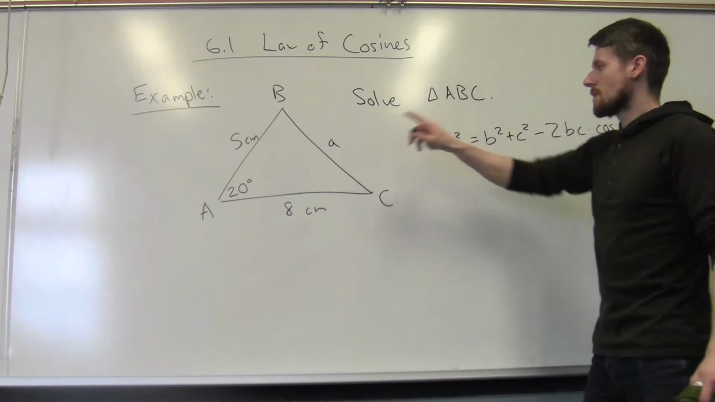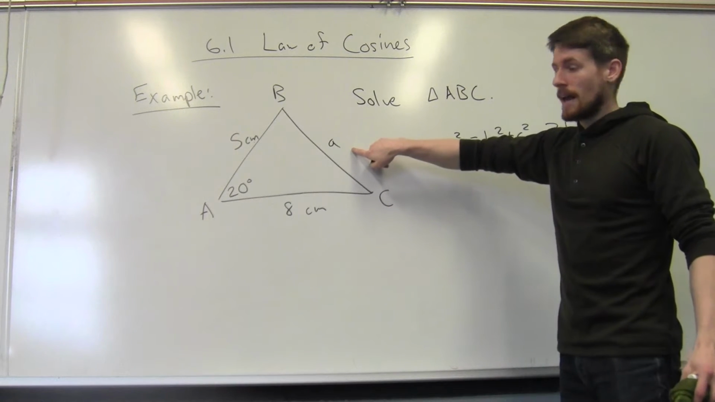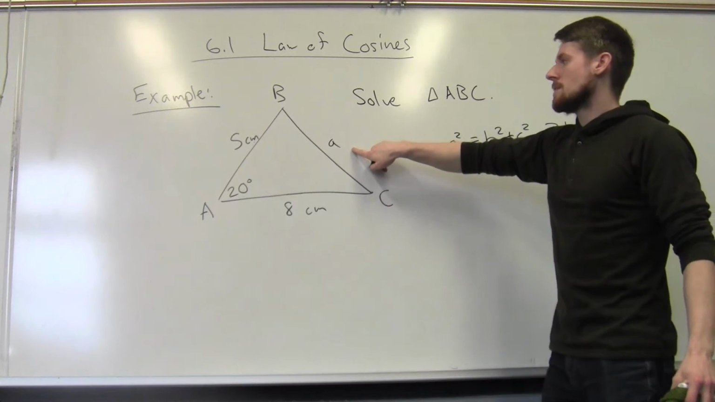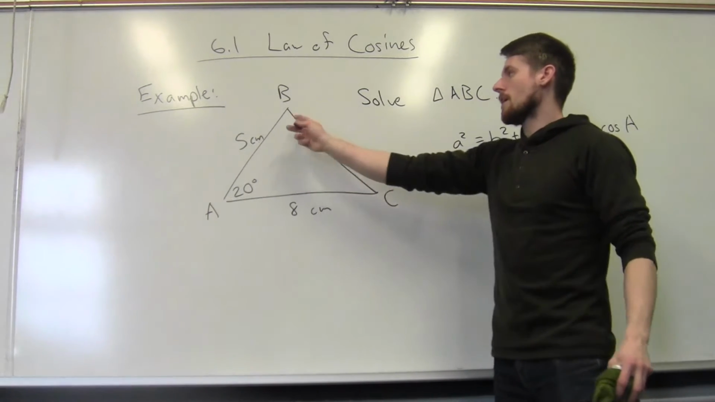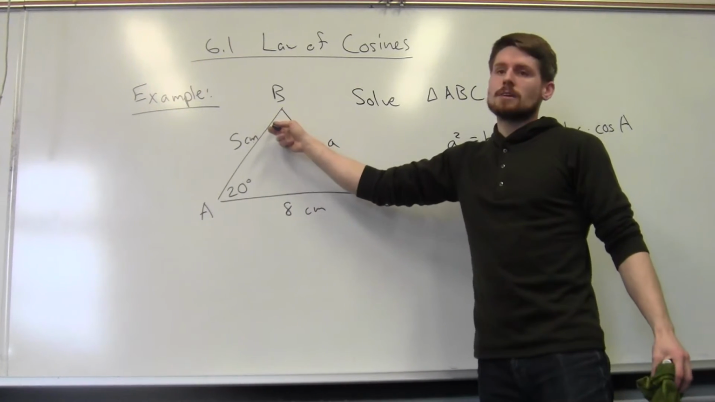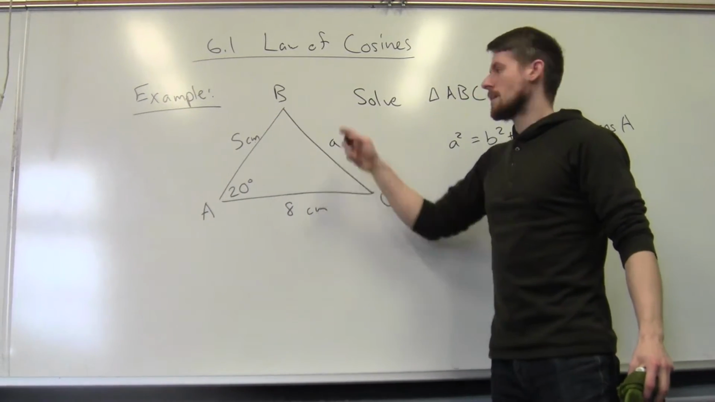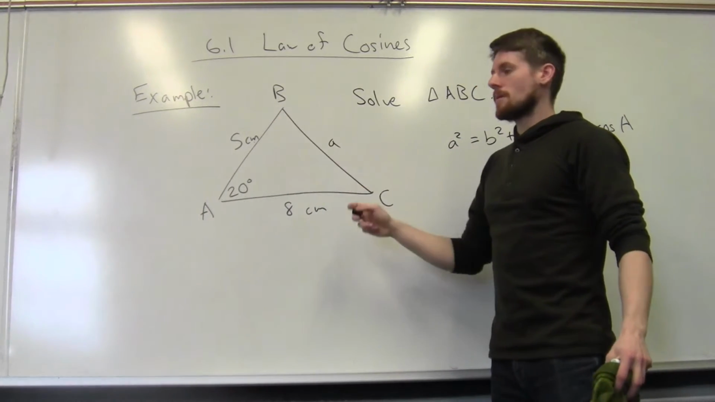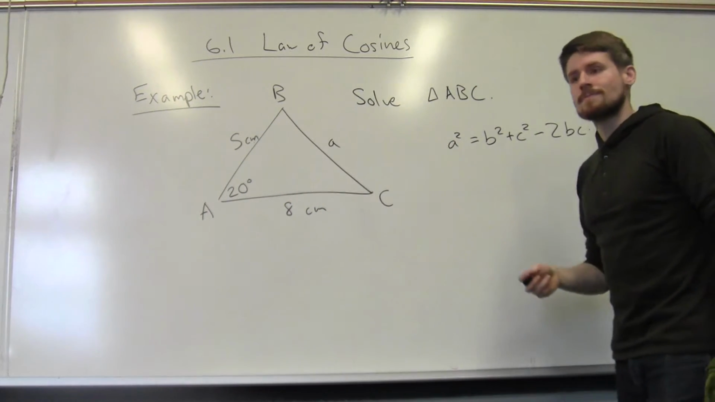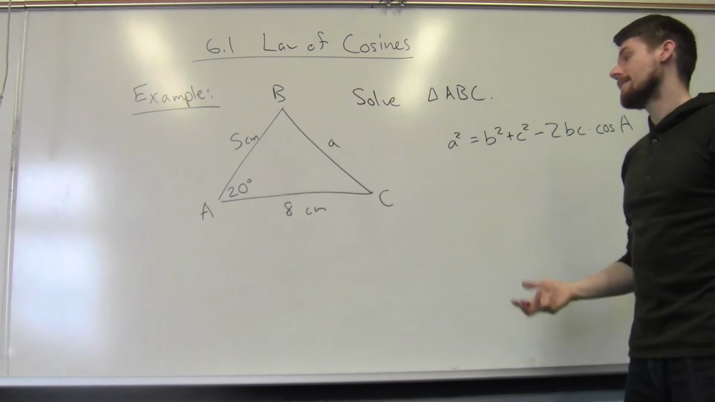So step one, we're going to find out what side a is. Then you're going to see me use the law of cosines to figure out angle B. Once we find this angle, we're going to be able to find angle C just through the fact that they have to add up to 180 degrees.